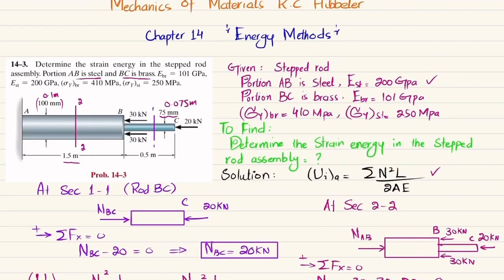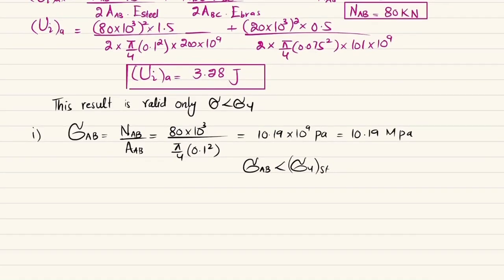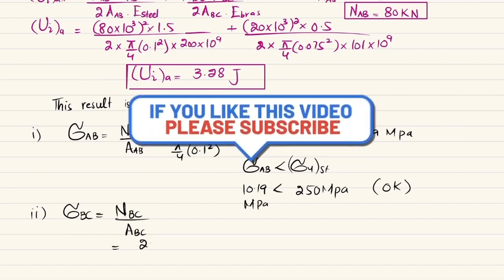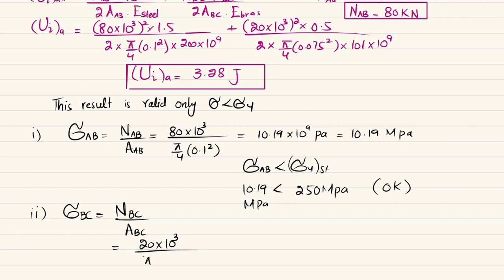Now you can see that stress in AB is less than yield stress of the steel. AB is made up of steel, which is 250 megapascal. So 10.19 megapascal is less than 250 megapascal, so it means that this is okay. We will check it for BC. Sigma BC is equal to NBC divided by area of BC. NBC was 20 kilonewton, so 20 into 10 to the power 3 divided by area, pi by 4, 0.075 square.